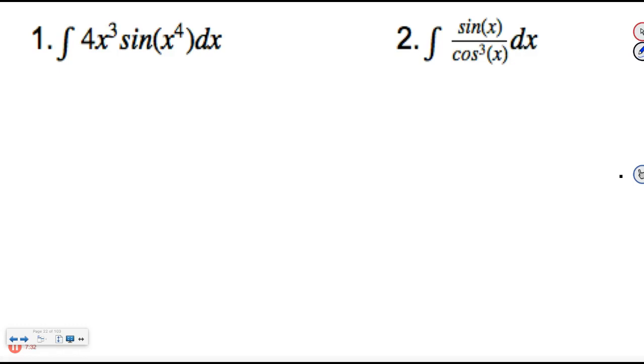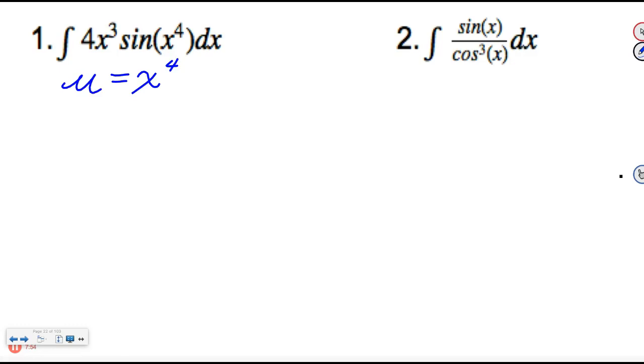Sine is not an inside function. It's not in anything. If it was under a root, it would be, right? Or if it was cubed, I could say it's an inside function, but it is totally not. What's the only function that's inside another function? X to the 4th. That's my U choice. So be careful with that. Sometimes you have to play a little bit.